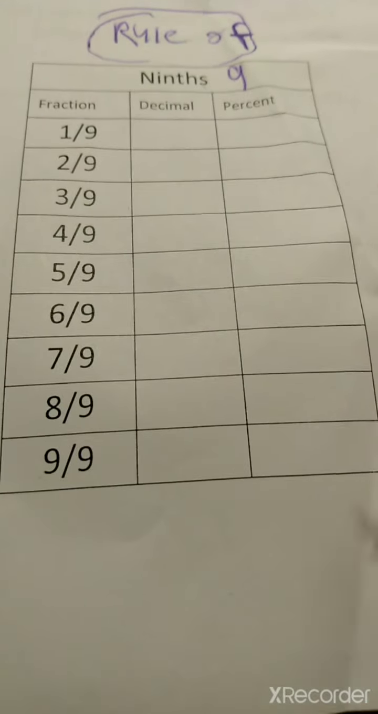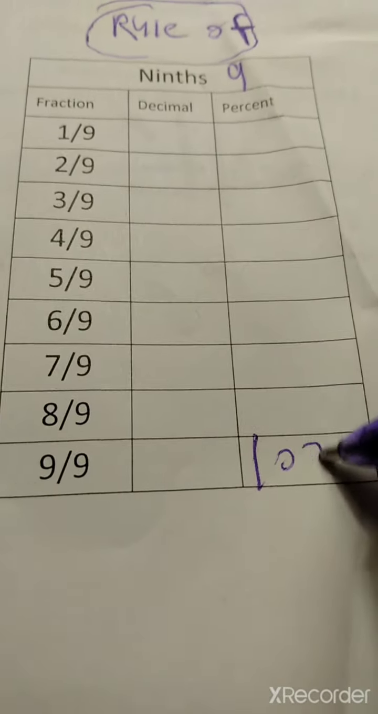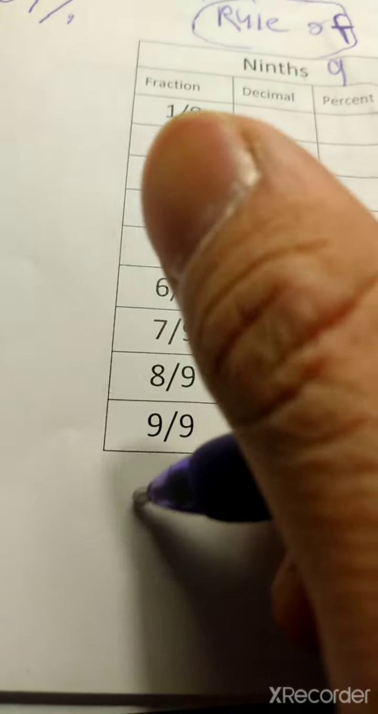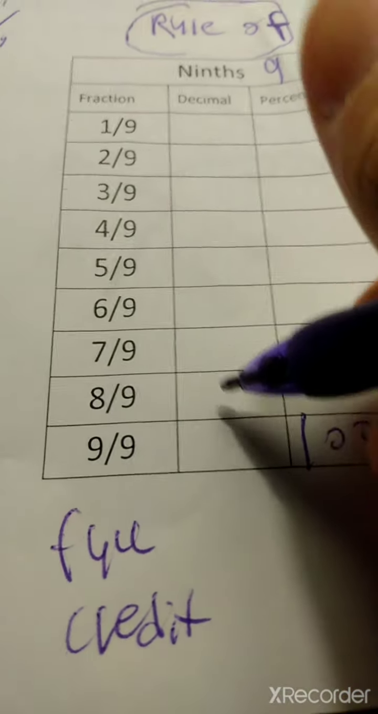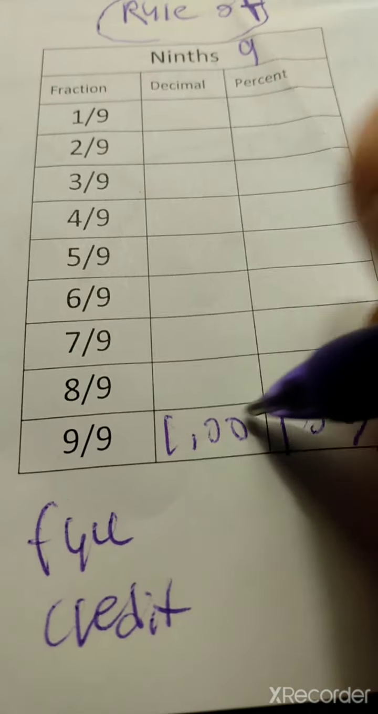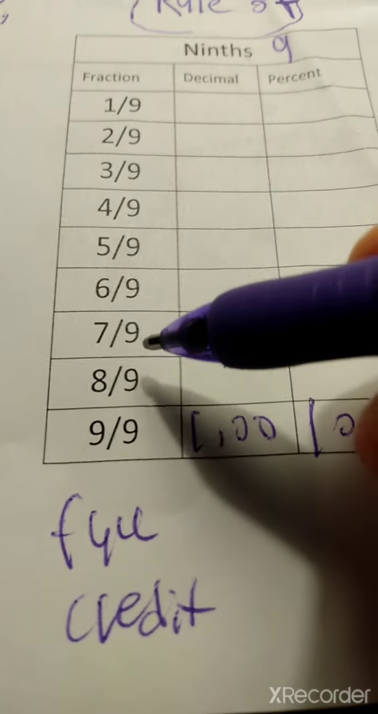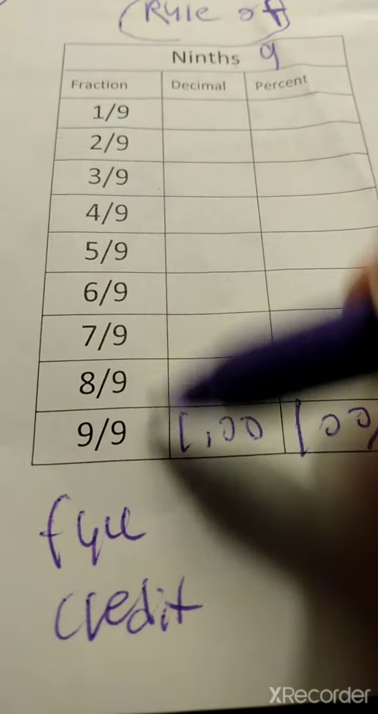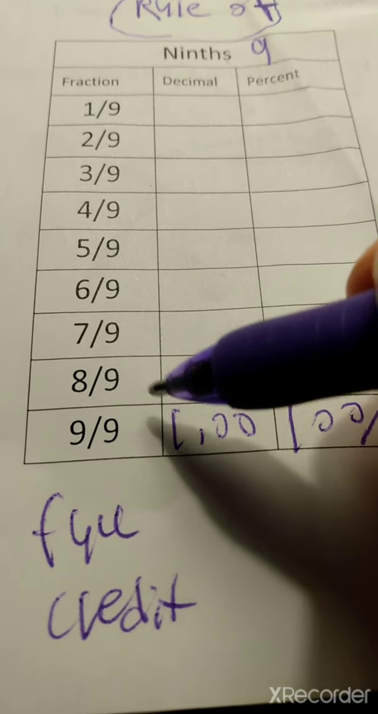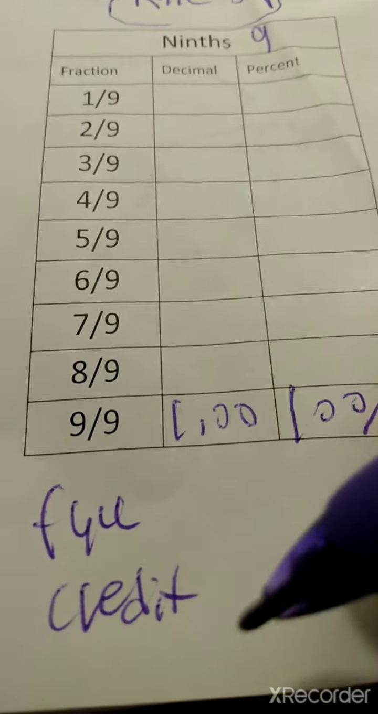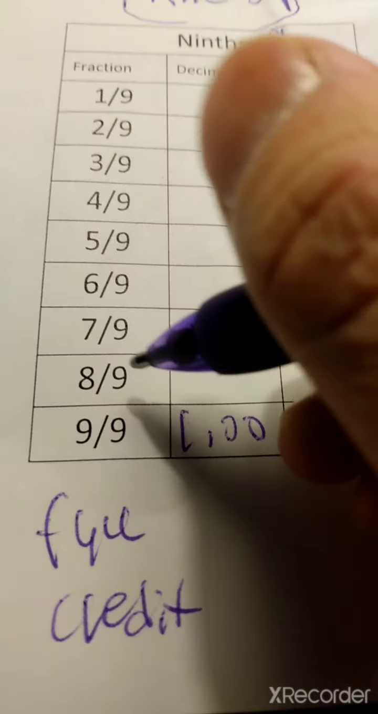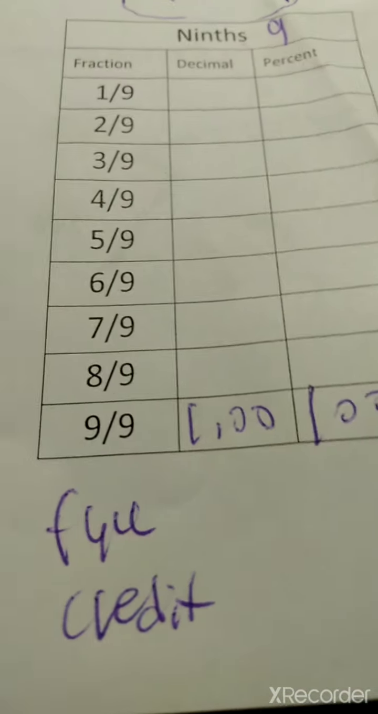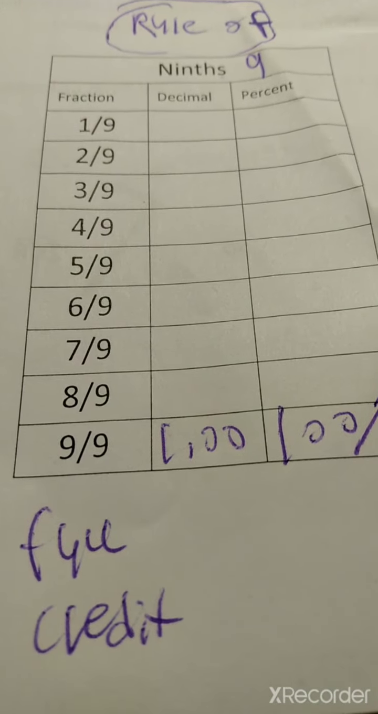First things first, let's write 100%, because 9 over 9 is the same thing as full credit, or the decimal 1.00. But 9s are really hard to do without a calculator because 9s are less than 10s. So 8 over 9 is not 90% or 0.9.